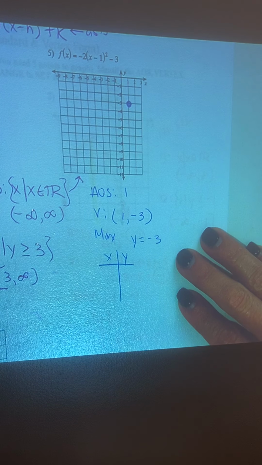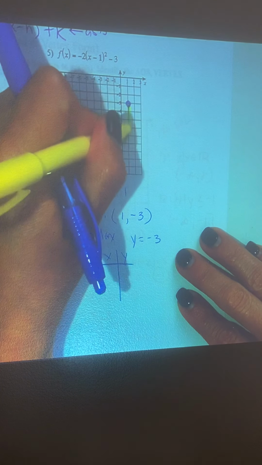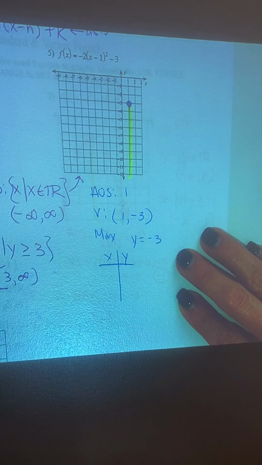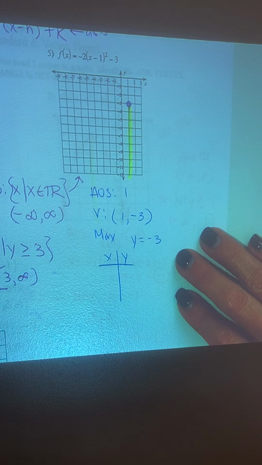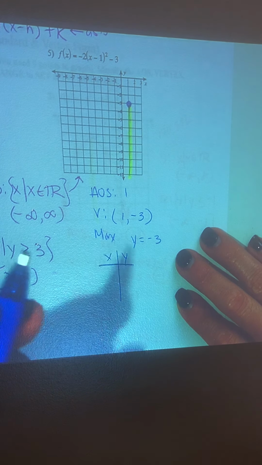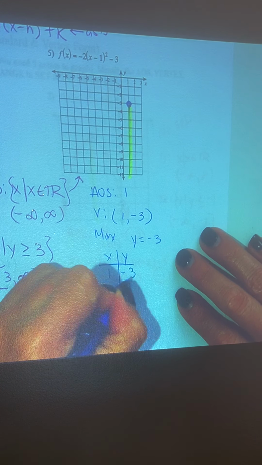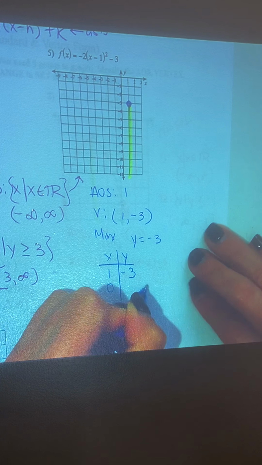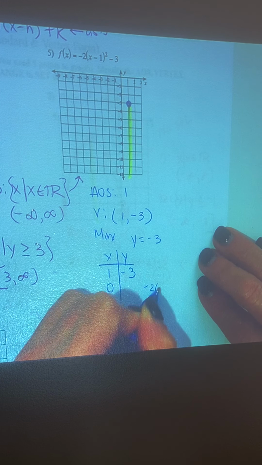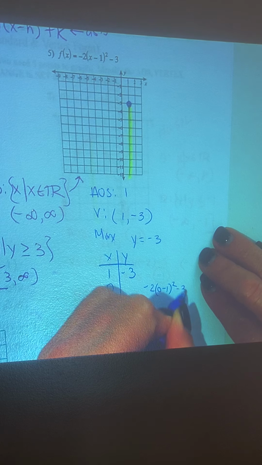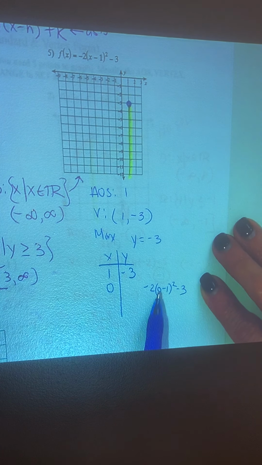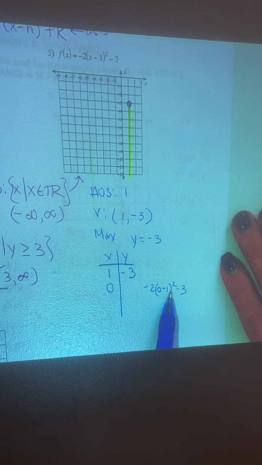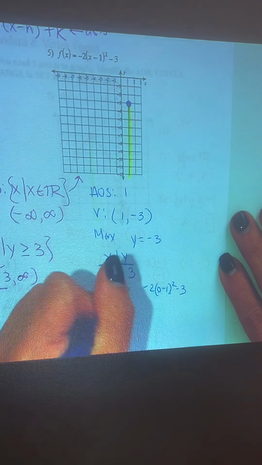Okay, second I plot it. That's the symmetry. Okay, 1, -3, and let's plug in 0. 0 minus 1 squared minus 3, and solve. 0 minus 1, -1. -1 squared, 1. 1 times -2, -2, minus 3, -5.